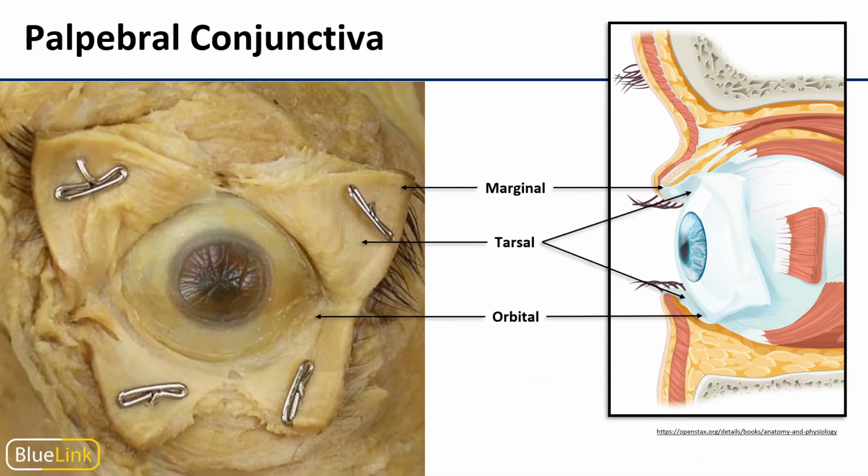The palpebral conjunctiva is additionally broken down into 3 regions. The marginal conjunctiva sits at the transition between skin and conjunctiva at the margins of the eyelids, so right around where the eyelashes sit. The tarsal conjunctiva is what adheres to the deep surface of the eyelid, and the orbital conjunctiva spans that little gap between the tarsal plate and the orb of the eye, so just this little area right in there.